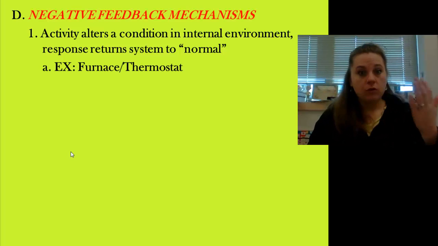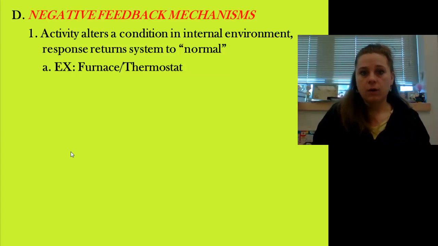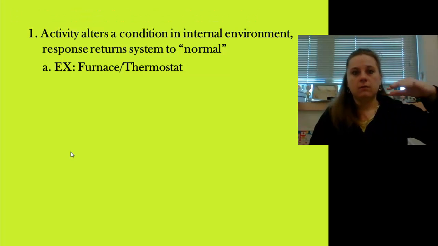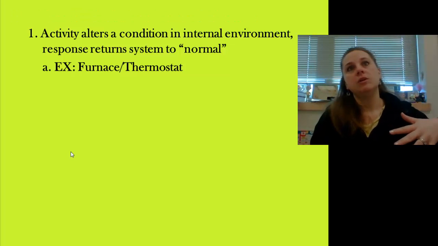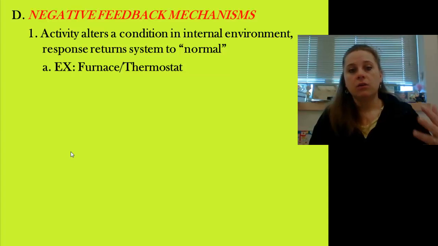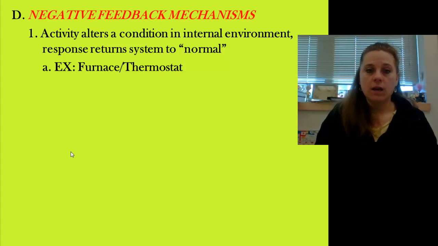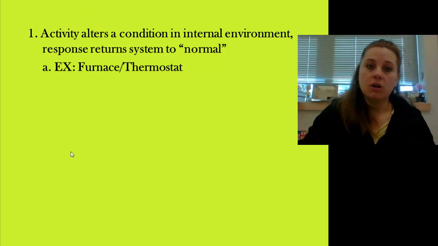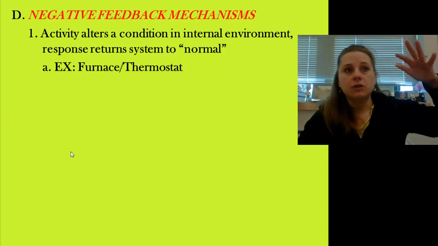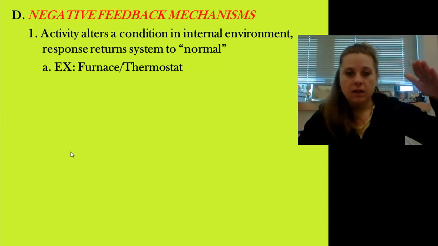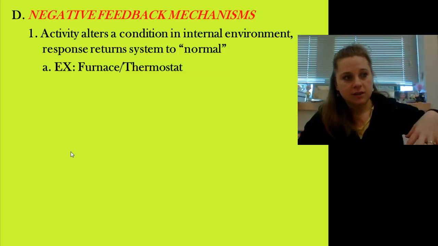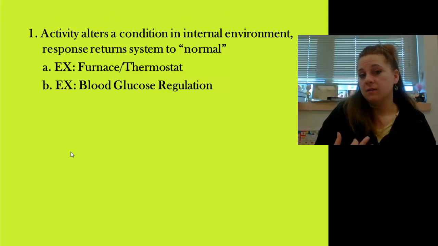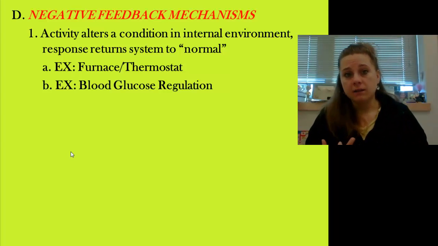Okay, so example, think about your furnace in your house and the thermostat. The furnace kicks on, it pulls the heat up in your house to a particular setting. The thermostat then recognizes when it goes above that, and sends a signal back to the furnace to shut off. The furnace is shut off till the temperature drops again. When it hits that particular temperature, a signal is sent to turn the furnace back on. We have this sort of similar mechanism going on in our bodies that regulate our body temperature.